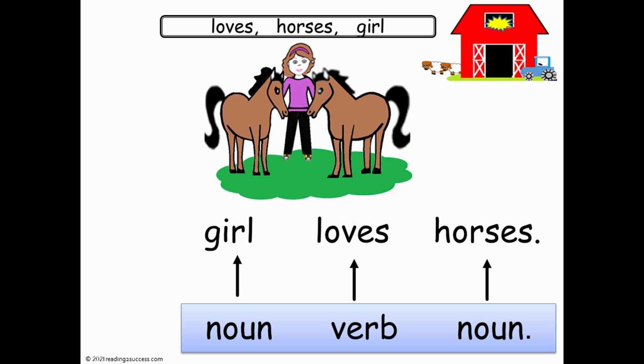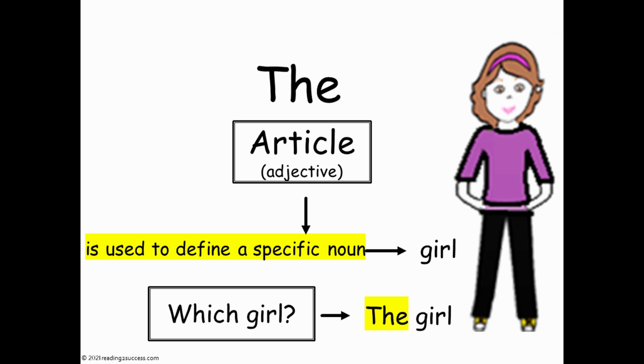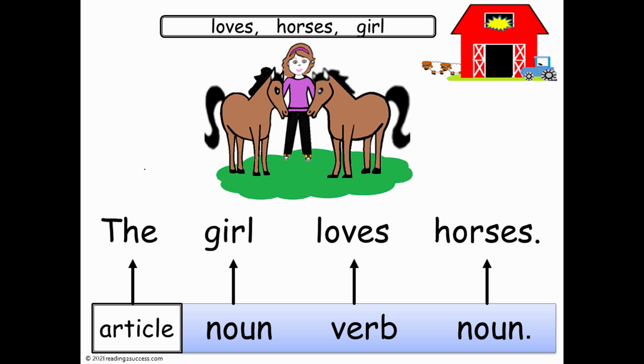So we have girl loves horses, but that sounds incomplete. At this time, we need to introduce kids to one adjective early. It is also called an article. It is the word the. The is used to define a specific noun. The noun that we need defined is girl. So we need to go back and put the article in and begin the sentence with the. Now we have a complete sentence. The girl loves horses. And each of the sentences in the practice page does need the article the.